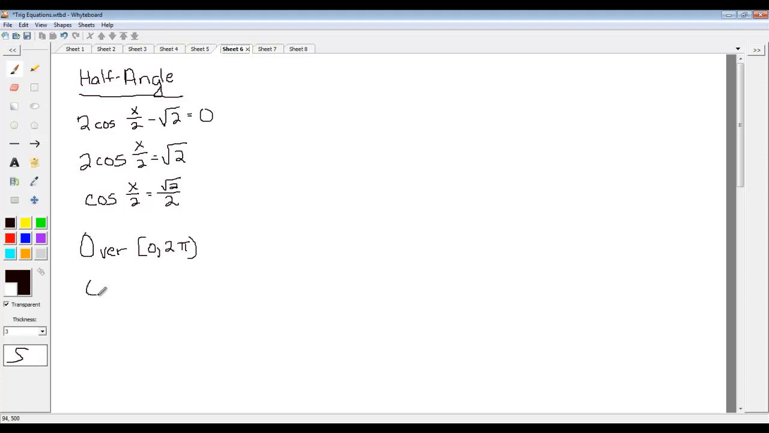Now if 0 is less than or equal to x, which is less than 2 pi, we're dealing with x over 2. So if we divide everything through by 2, we get 0 is less than or equal to x over 2, which is less than pi. So we're really concentrating on values from 0 to pi, where the cosine equals square root of 2 over 2. The cosine equals square root of 2 over 2 at pi over 4 and at 7 pi over 4.